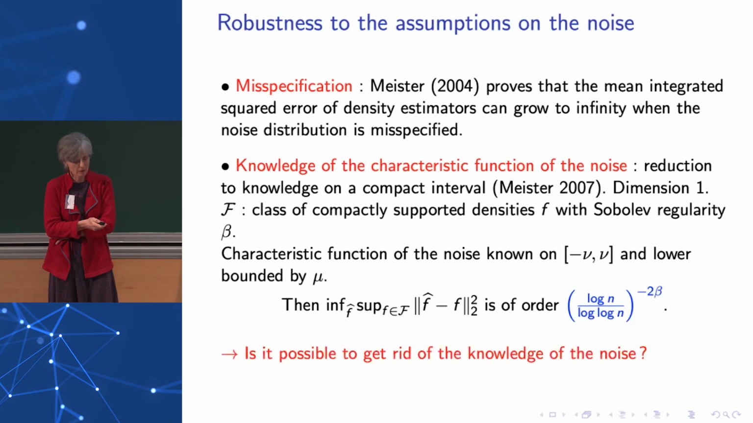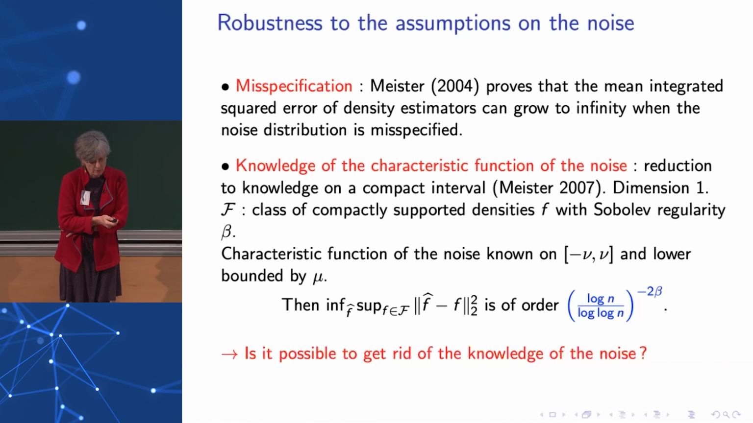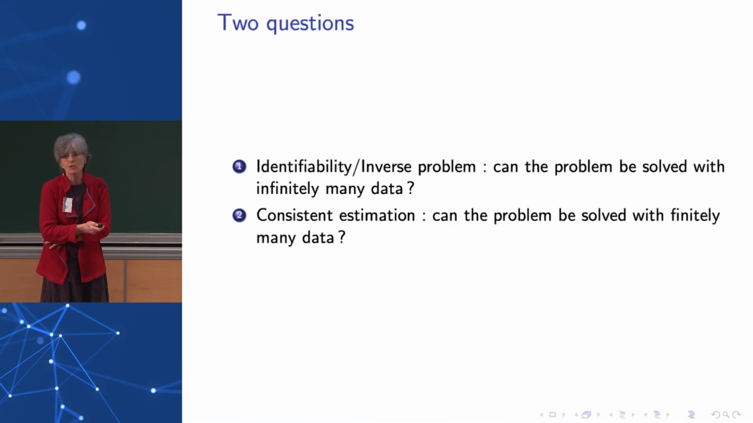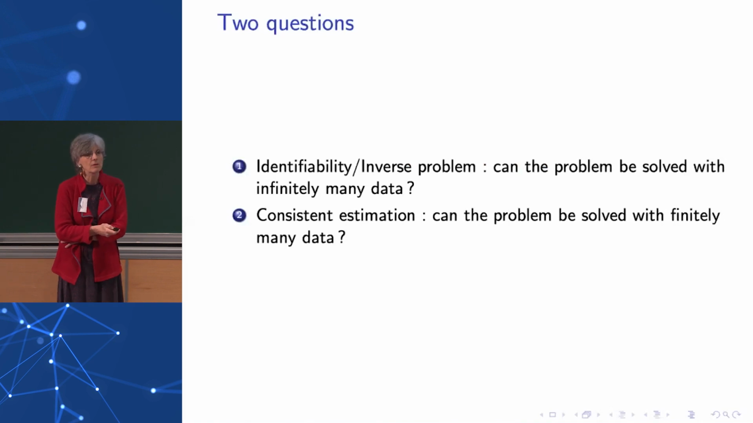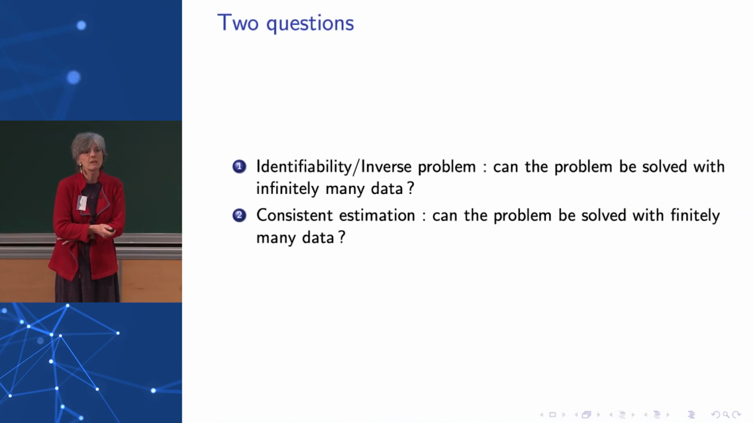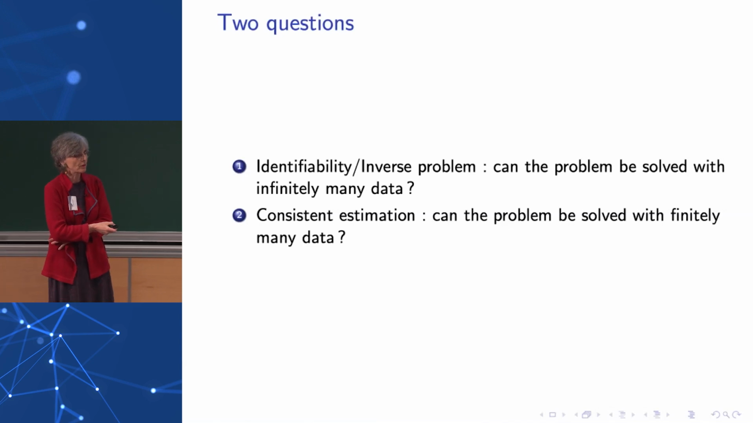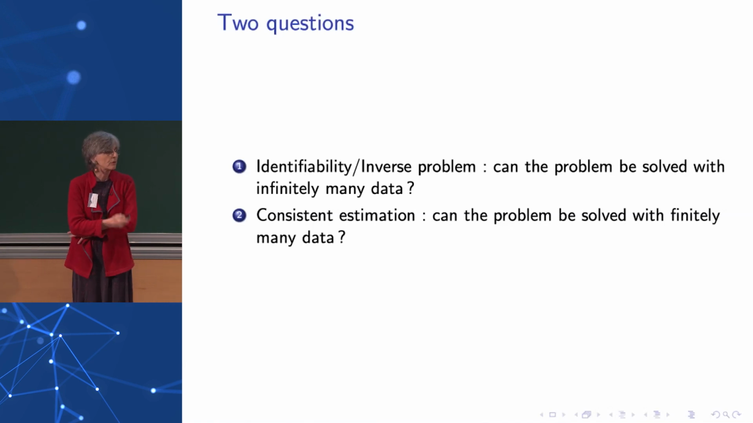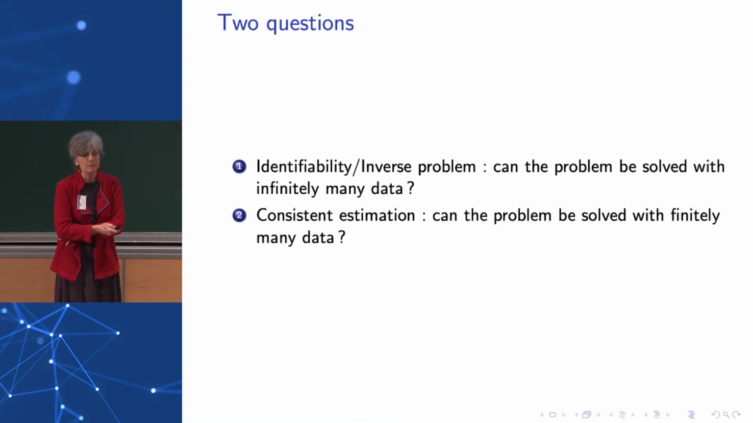So the question here will be to understand if it's possible to get rid of the knowledge of the noise. So the answer, as I announced, is yes, but of course you need assumptions. So I will explain the assumptions I put on the signal and the noise, which are very weak in my opinion, but enough to get answers. So there are two questions. First, is the model identifiable? That is, if you have infinitely many data, that is, if you know the full distribution of the observations, can you recover what you want to recover? And then, if you now have only finitely many data, are you able to invert the problem? Is the inversion continuous enough so that you can solve the problem with finitely many data?